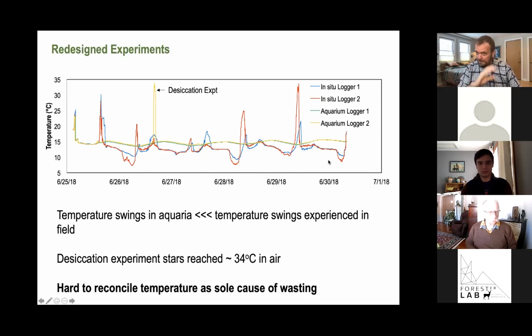All right. So it's really, really difficult to reconcile temperature as a sole cause of wasting, or even temperature swings, because they're experiencing this in nature under huge irradiance of the sun on a daily basis. All right. So we sort of threw that one out and said, well, perhaps that's not worth investigating.